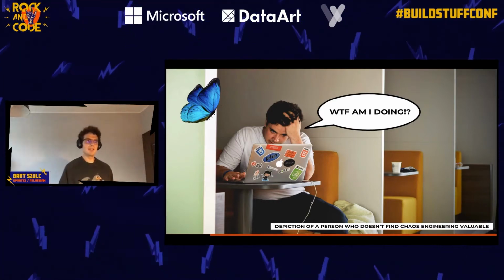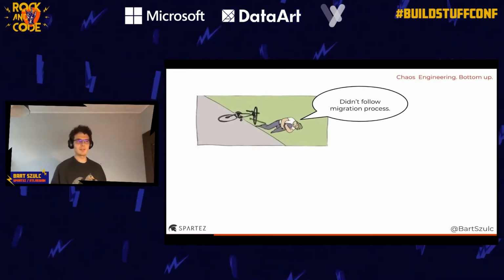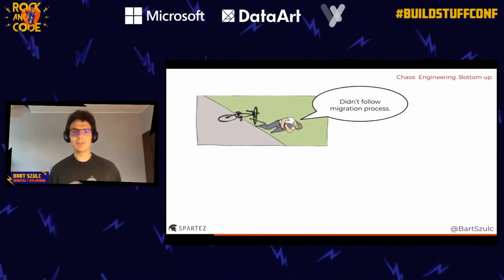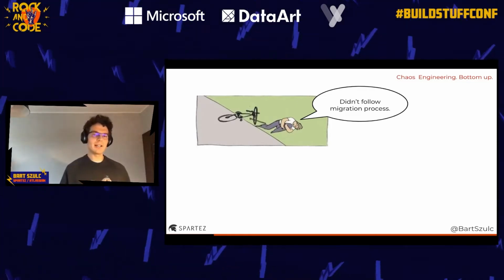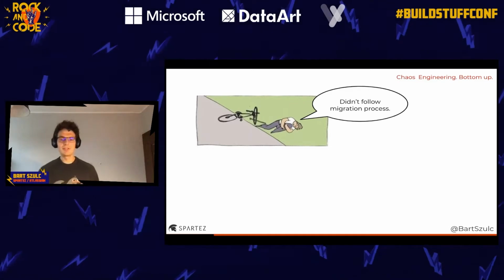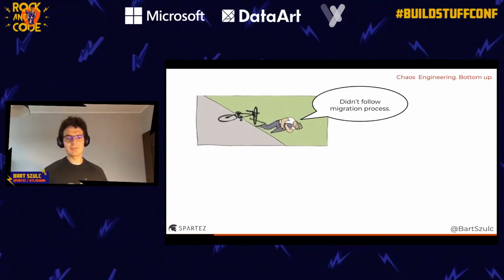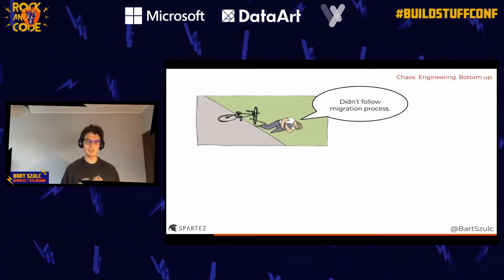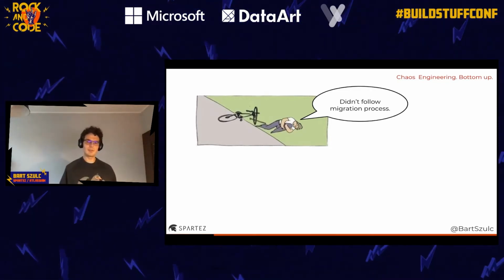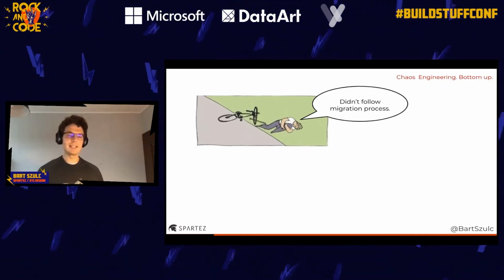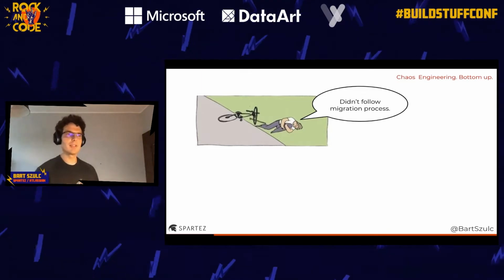Let me give you two examples. These are real-world scenarios that happened in our product. The first one: we had an incident caused by not following a migration process. We released a change that changed the structure of messages exchanged between services, and the new consumer code was not prepared for handling old-structured messages that were still floating around somewhere.